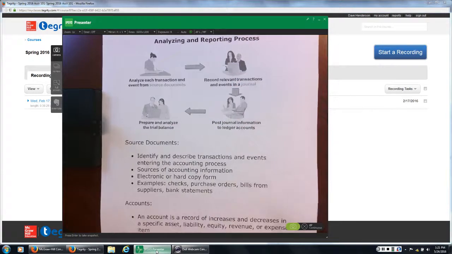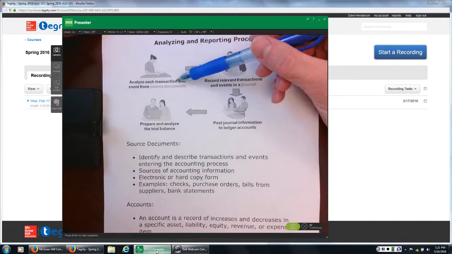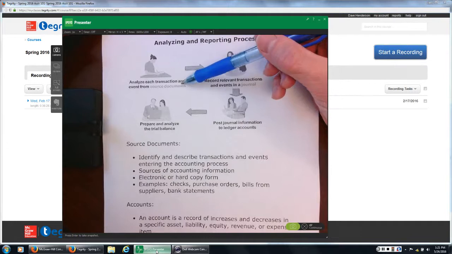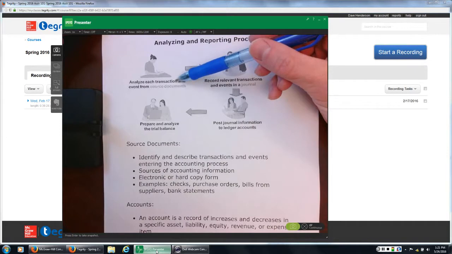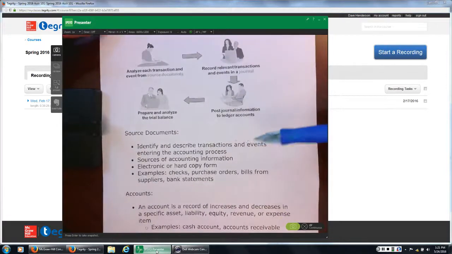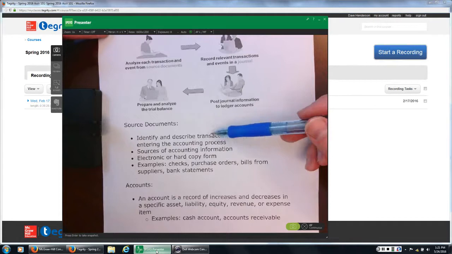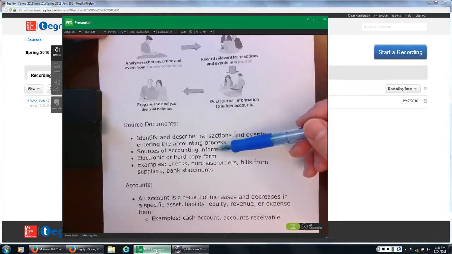Okay? So with accounting, the first thing that we're going to be doing is analyzing a transaction or some event. And the way that we can get the information about the transaction and the event that occurs within the organization is by inspecting our source documents. So that gives us a lot more information about what's exactly happening. A source document identifies and describes transactions. It's a source of accounting information.